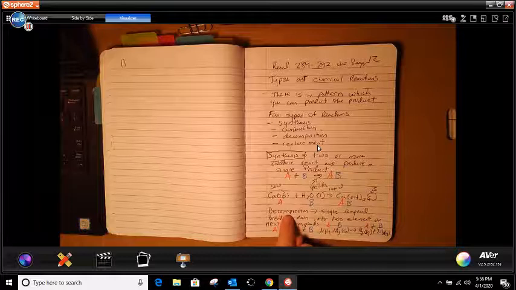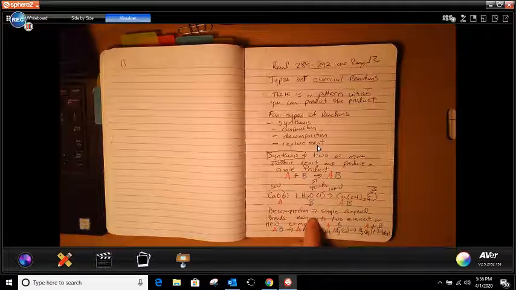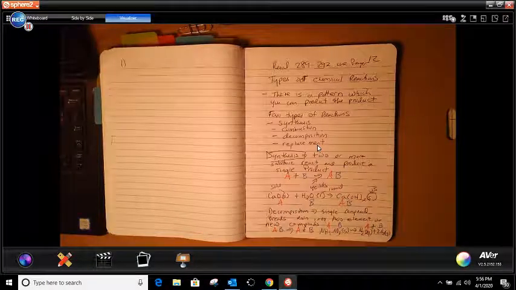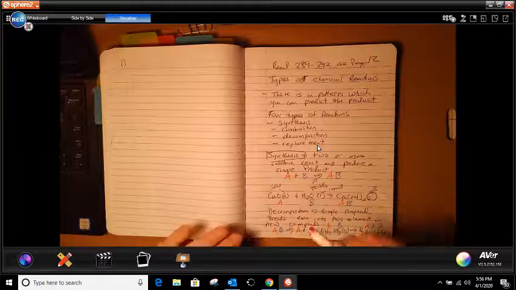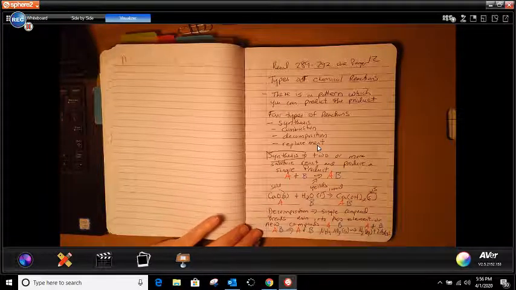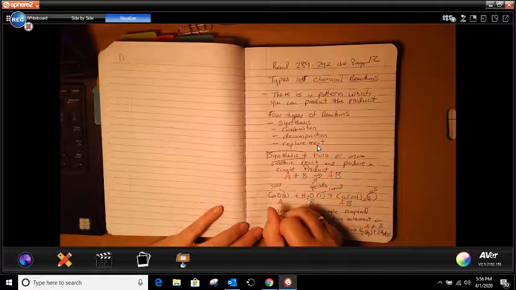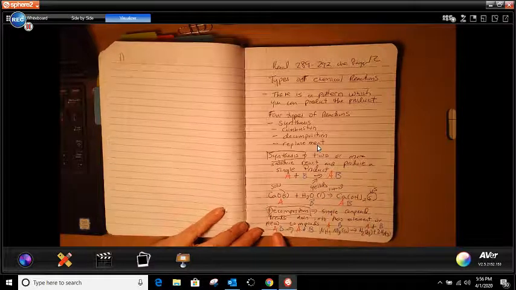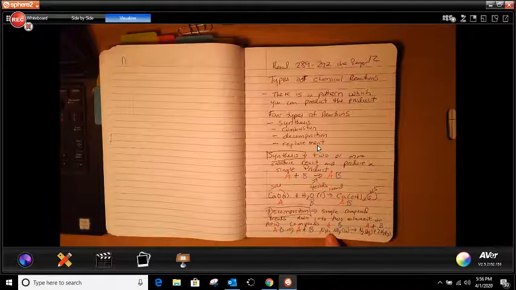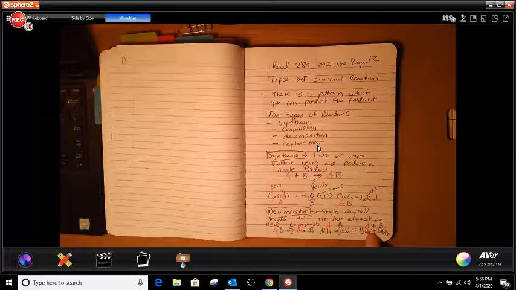And then decomposition is the other one. Decomposition has to do with a single compound breaking down into 2 or more. So here we have one compound that breaks down to 2, and here we have this compound breaking down to 2, and you know that because of the plus mark.